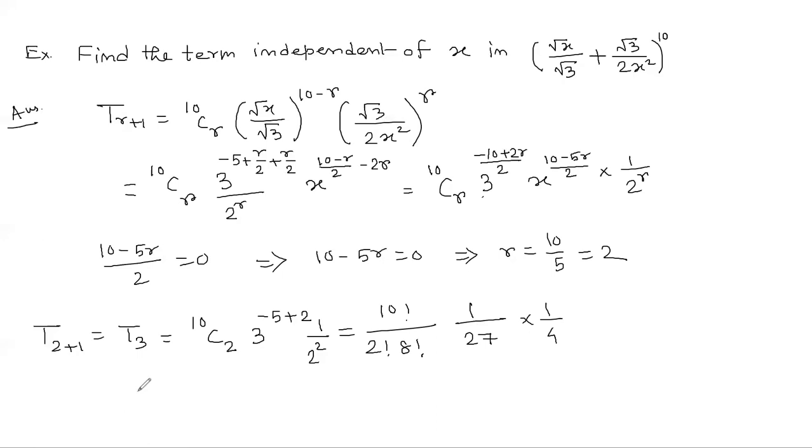So if we simplify, we get 10 factorial into 9. 10 factorial can be written as 10 into 9 into 8 factorial. And 8 factorial, 8 factorial cancels out. We are getting 2, 27 into 4. So it is 5, 3. So we are getting 5 by 12. So this is the third term which is independent of x.